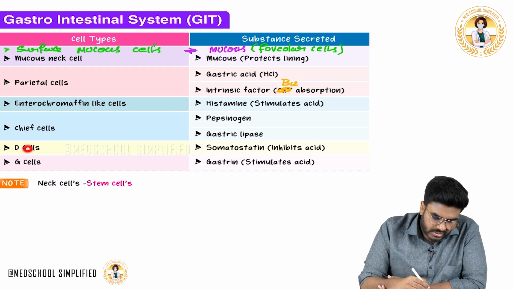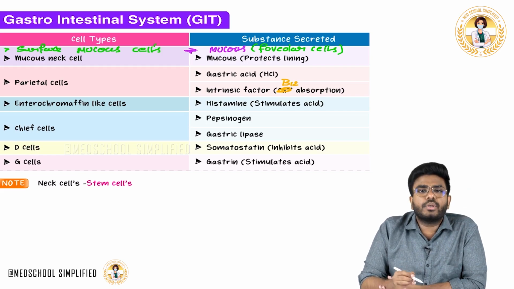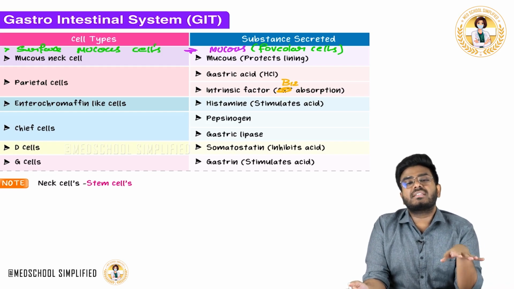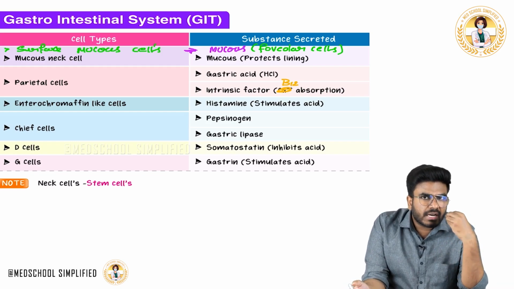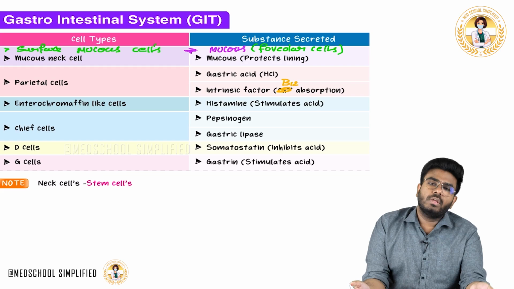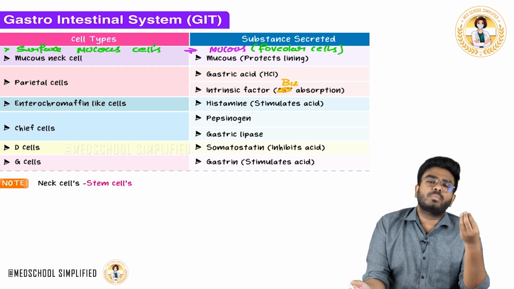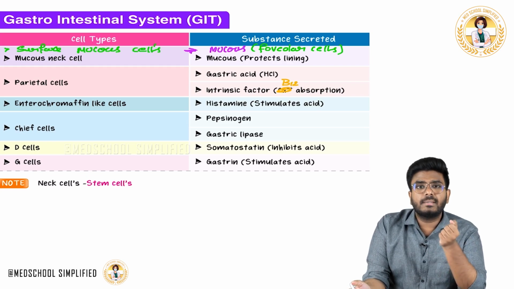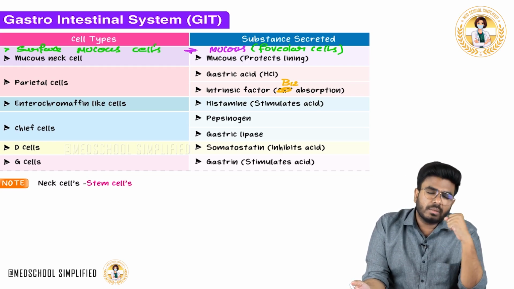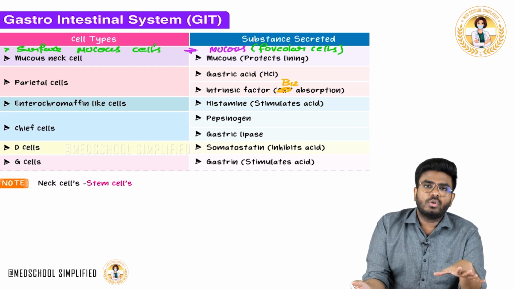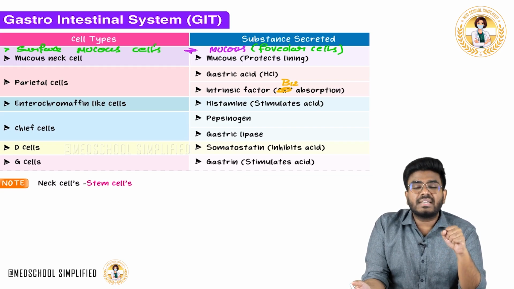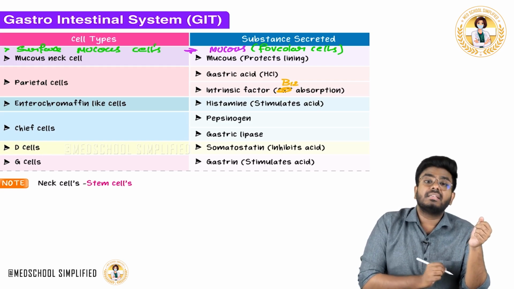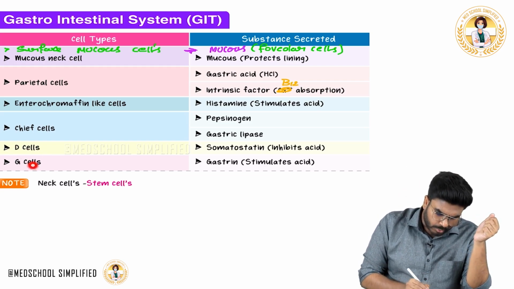Okay. Now, let's talk about the D cells. D cells produce something called somatostatin. Remember, for your entire life, somatostatin is something which decreases everything. Somatostatin decreases the growth hormone levels. True. Somatostatin decreases the insulin level. Somatostatin decreases the glucagon. Somatostatin inhibits everything. Somatostatin inhibits the acid. Okay. So, somatostatin inhibits all the secretions. True. So, somatostatin is also produced in the stomach. So, somatostatin is produced from D cells.